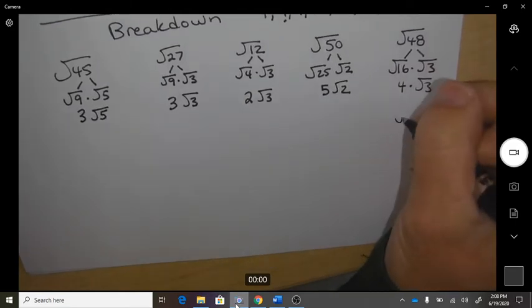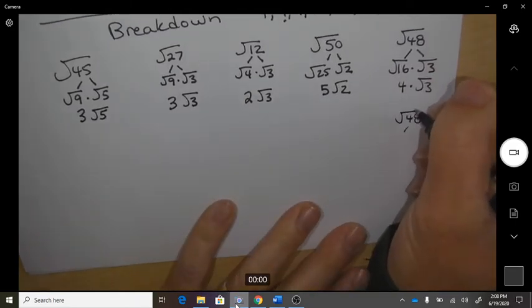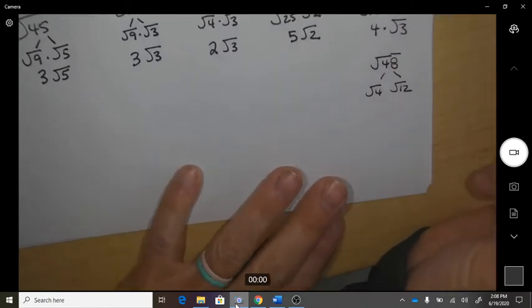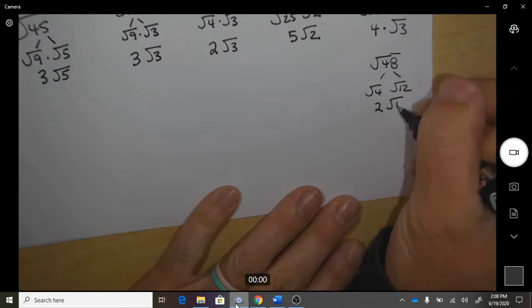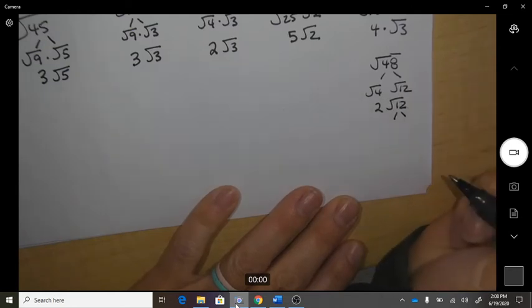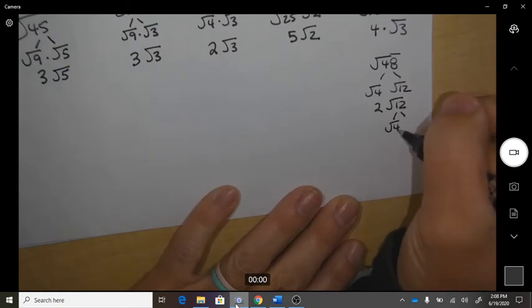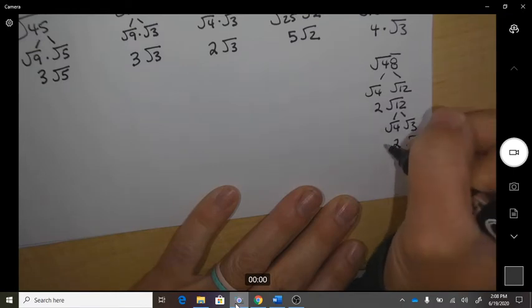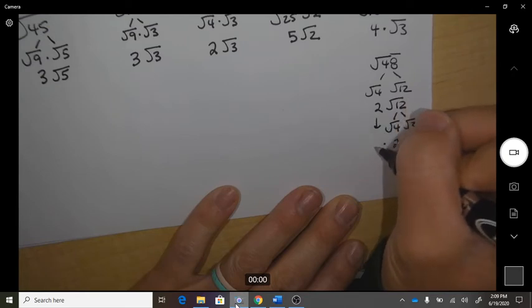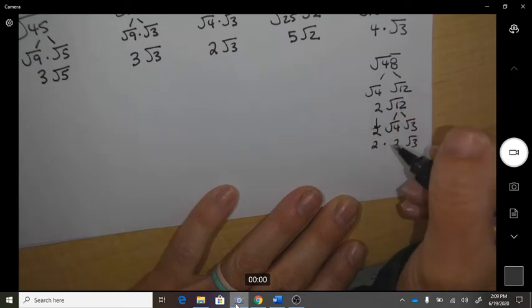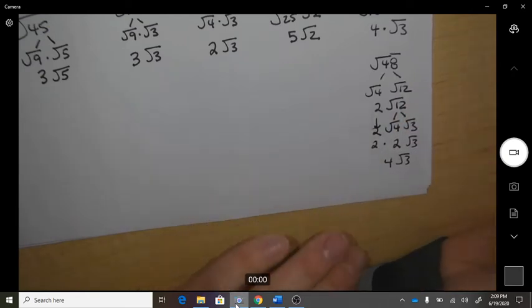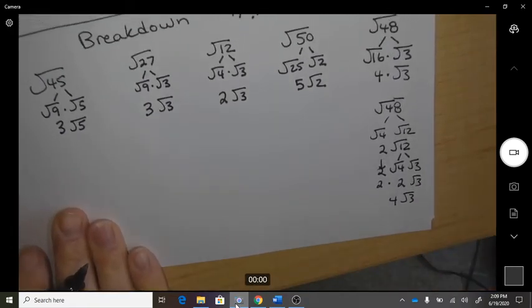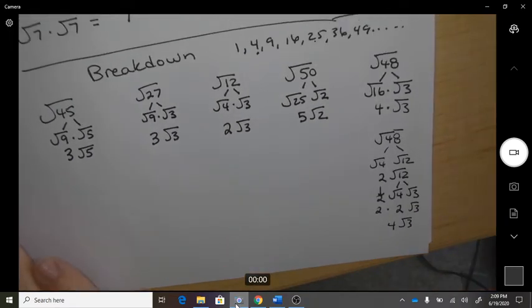So let me just show you if you had done 4 times 12, okay, so that's 2 root 12, but then root 12 can break down into root 4 root 3, which is 2 root 3. So then this becomes 4 root 3. So you get the same answer, but you can see that you had to do that whole thing twice.